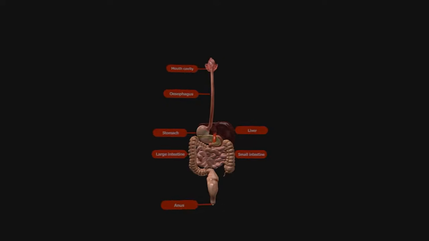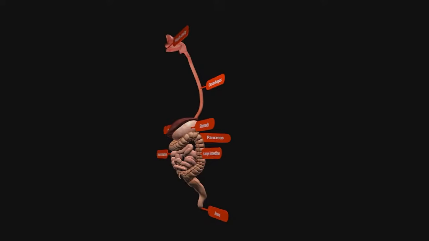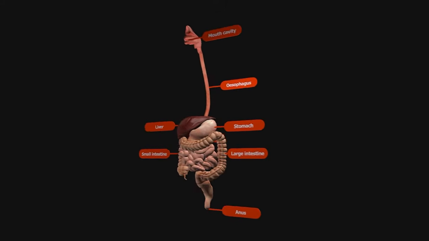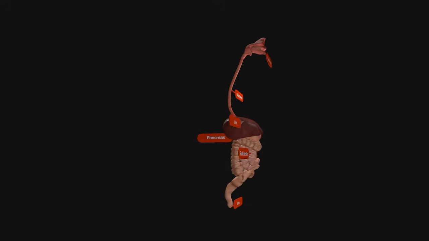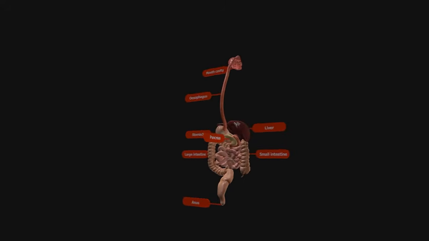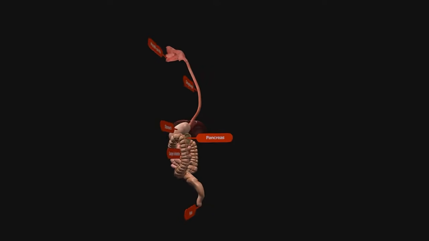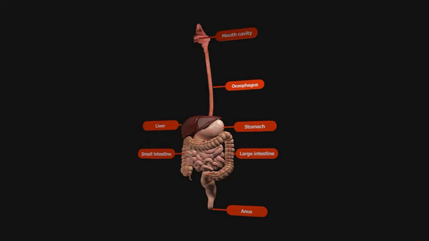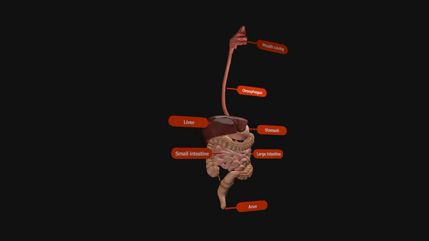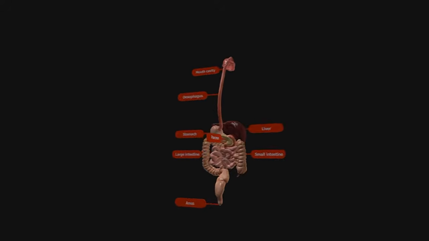The mouth contains teeth, which mechanically break down food, and the tongue, which helps to mix food with saliva. The esophagus is a tube-like structure that connects the mouth to the stomach. It uses muscle contractions called peristalsis to move food down to the stomach. The stomach is a muscular sac that mixes and grinds food with stomach acid and enzymes. The small intestine is a long, narrow tube that is responsible for the majority of nutrient absorption.